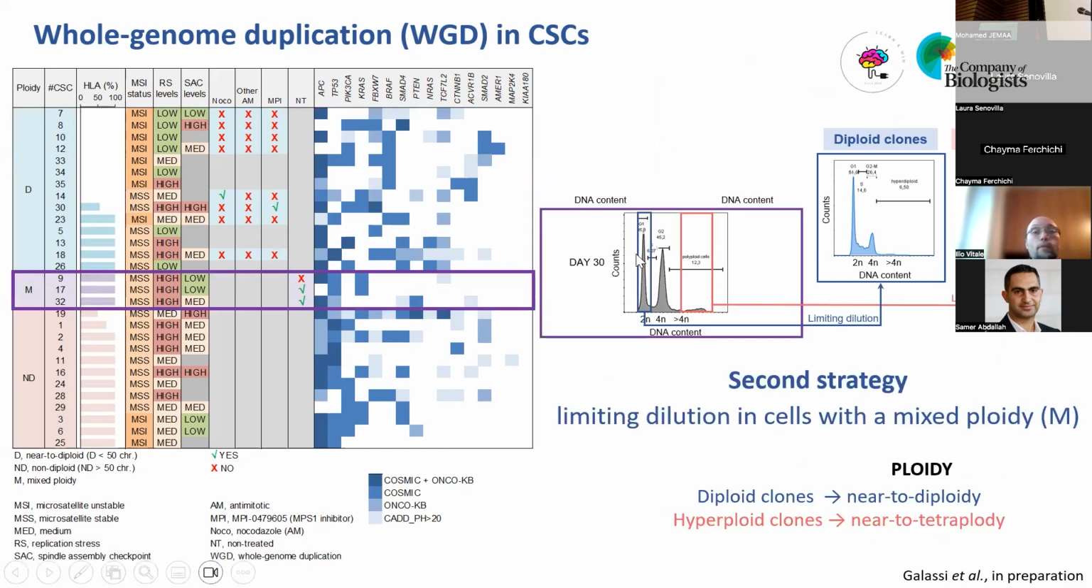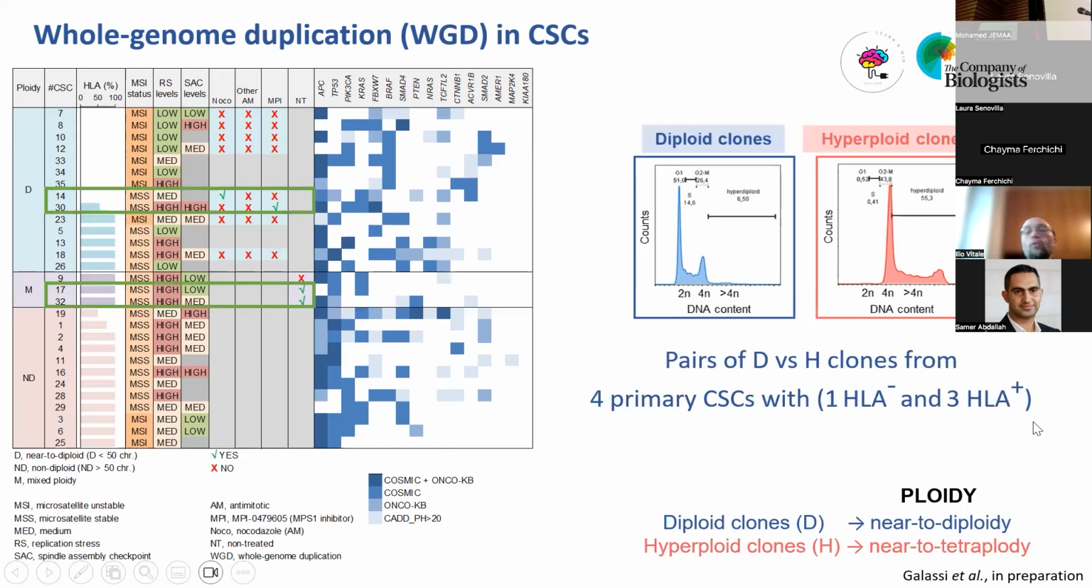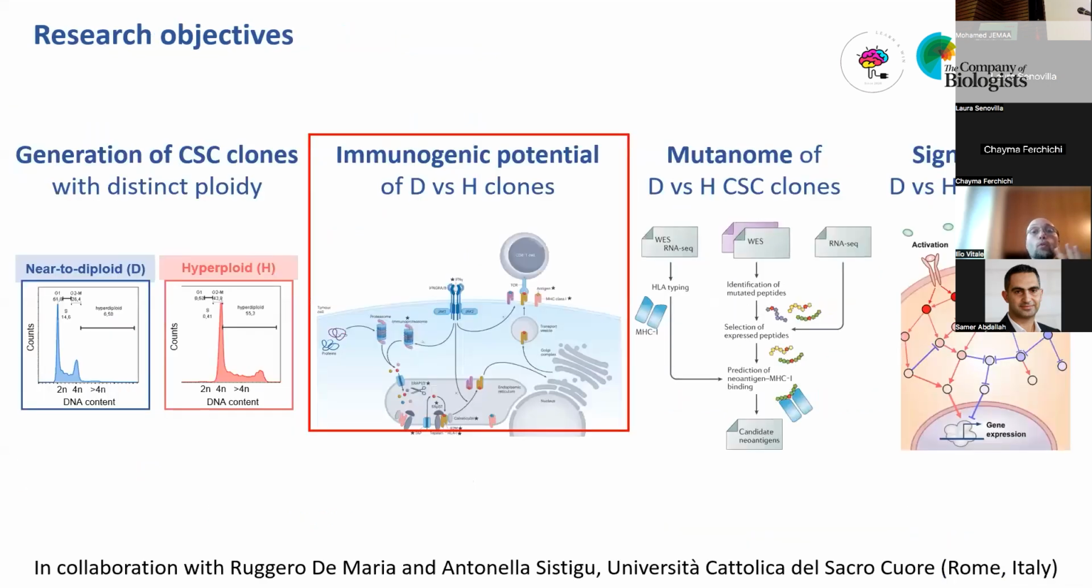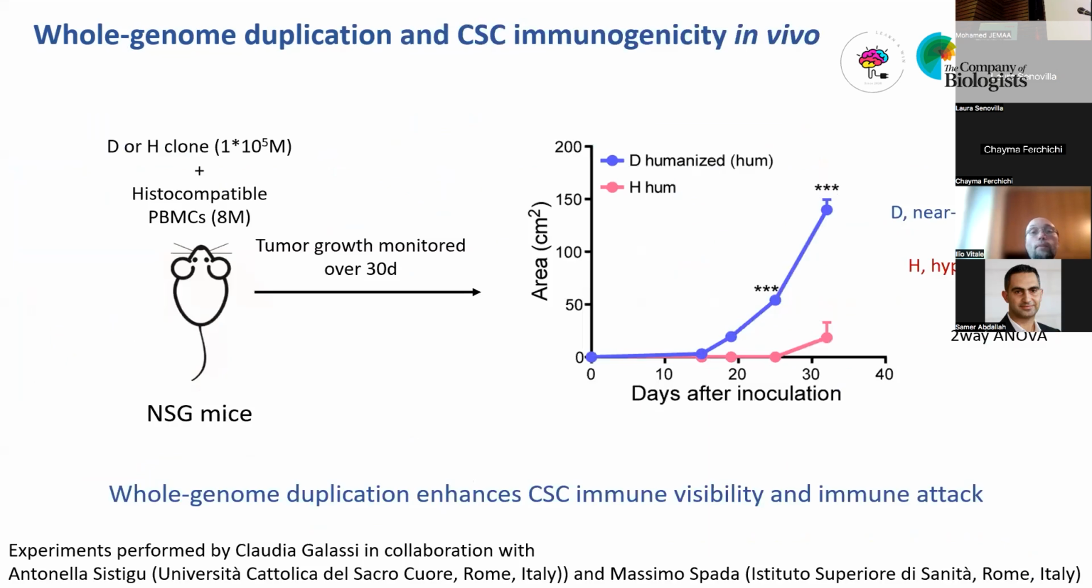We have some cells which spontaneously undergo whole genome duplication, and we just isolate this fraction. So very briefly, we have several pairs of diploid and hyperploid clones from only 4 primary cancer stem cells, and these are the cells we used to analyze the immunogenic potential and the impact of whole genome duplication on the immunogenic potential of cancer stem cells.